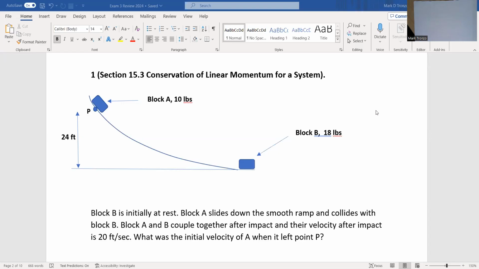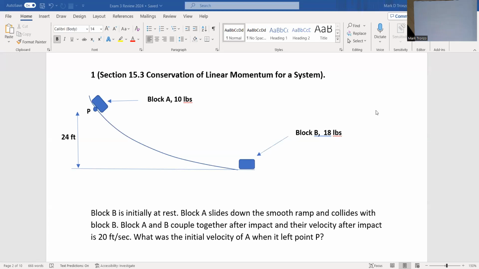We're going to take a look at this problem. Block B is initially at rest, and block A slides down the smooth ramp and collides with block B. Block A and B couple together after impact, and the velocity after impact is 20 feet per second. What was the initial velocity of block A when it left point P?